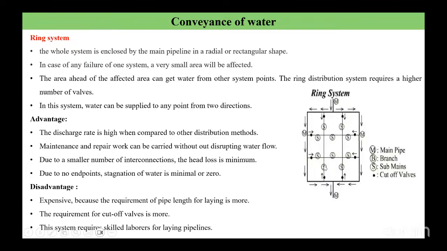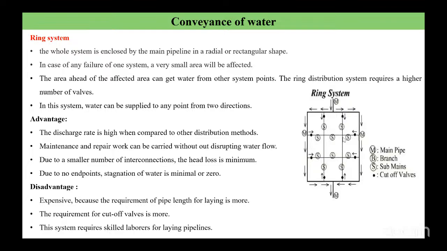In case of any failure of one part of the system, a very small area will be affected. Since the main pipeline is present at the four corners, even if there is a small leakage or disruption here, the whole system will not fail. Only a very small area will be affected, and once it is rectified, the replacement or damage can be recovered immediately. The area beyond the affected area can get water from other points of the system. Even if this area is affected, other parts of the system will be there through which the water can be distributed.